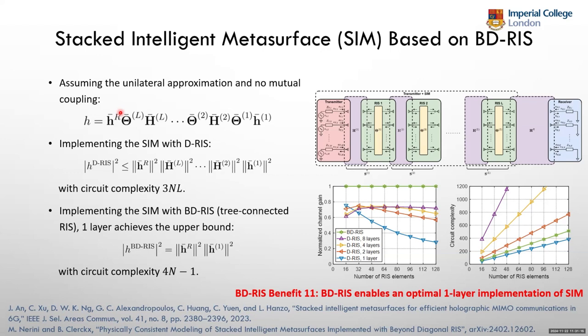So you can have one beyond diagonal RIS based on a tree connected architecture, and that will give you a number of elements to control that is equal to 4n-1, where n is the number of elements you have within 1 layer of RIS. If you implement this with multiple layers of diagonal RIS, you have 3n multiplied by the number of layers. So even if you take 2 layers of diagonal RIS, you're going to have a number of elements to control with this SIM with 2 layers that will be higher than if you have just 1 layer of tree connected BD-RIS. What that means is that not only will BD-RIS give you the optimal beamforming gain, but it will do this with the lowest circuit complexity, because you have the lowest number of tunable impedances to control. Now, beyond beamforming, we have no idea whether having multiple layers would be beneficial, but at least from a beamforming perspective, in single user, it's sufficient to have BD-RIS.